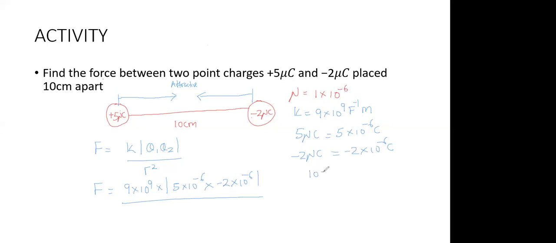So our distance here is 10 centimeters. But you must convert your items into standard units. So the standard unit for distance is meters. So I'm going to remove the centimeters. I know that in 1 meter, I have 100 centimeters. That means I'm going to get my 10 and divide it by 100. So when I divide, I'll end up with 0.1. So that means that 10 centimeters are equivalent to 0.1 meter. Members, are we together up to that point?